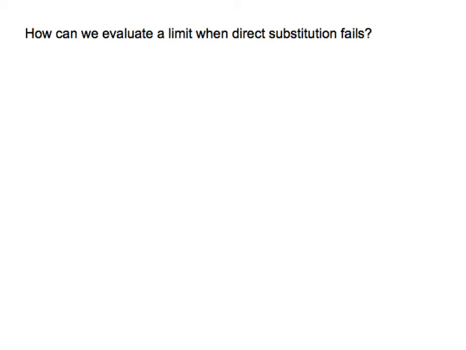Okay, so how can we evaluate a limit when direct substitution fails? This is what we covered in the last section. We looked at things like factoring and canceling, and this is for those indeterminate forms. We looked at the conjugate. We looked at rewriting trig. So today we're going to look at a few more things where, yes, we know it's indeterminate, but none of these three techniques are going to help us.